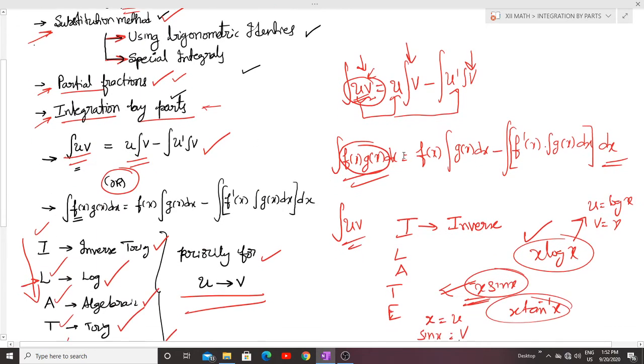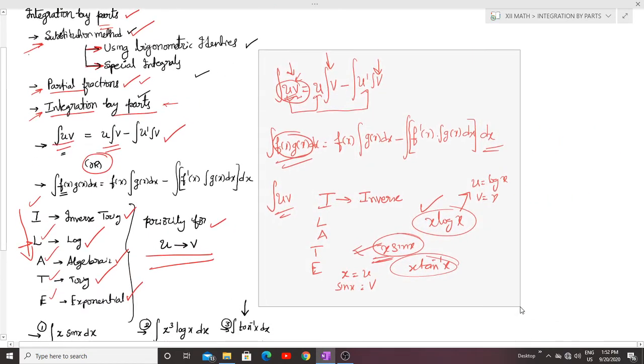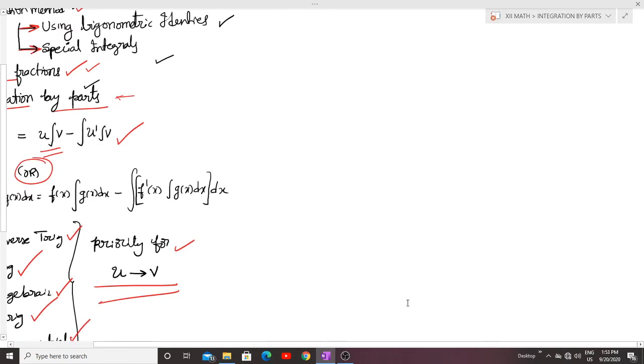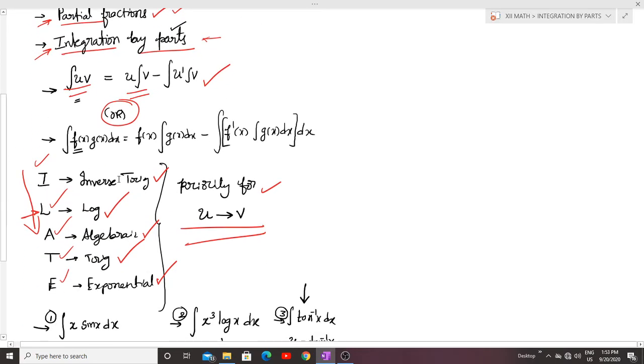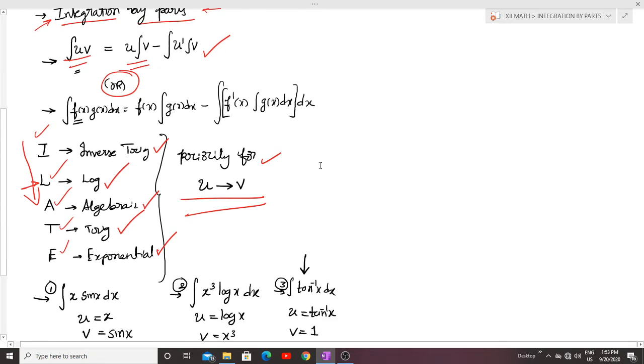Once again, I'll explain this ILATE order. Please listen carefully. In ILATE, I stands for inverse trigonometric, L for logarithmic, A for algebraic, T for trigonometric, E for exponential. Exponential means a power x, e power x, 2 power x, 3 power x, like that. Trigonometric: sin x, cos x, tan x, secant x, cosecant x and all. Algebraic means x square, constants, like x by 2, 2x square plus 3x, some algebraic functions. Logarithmic: log x and all. Inverse trigonometric means sin inverse x, cos inverse x, tan inverse x and all.